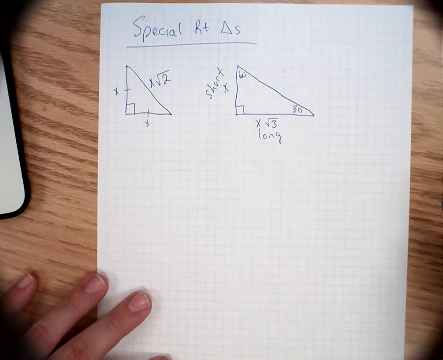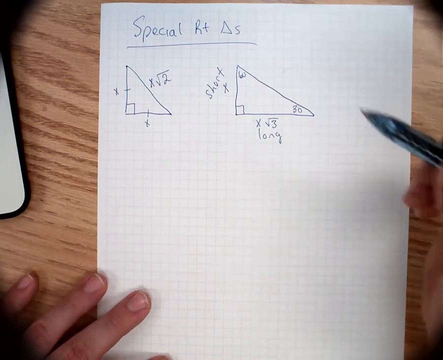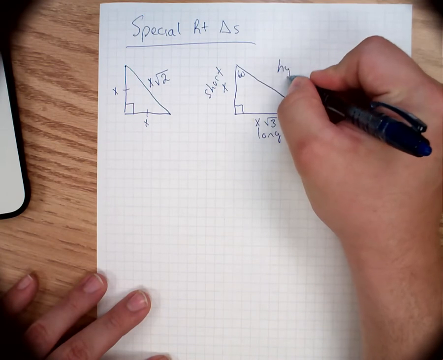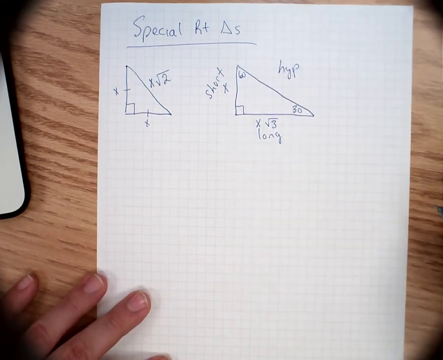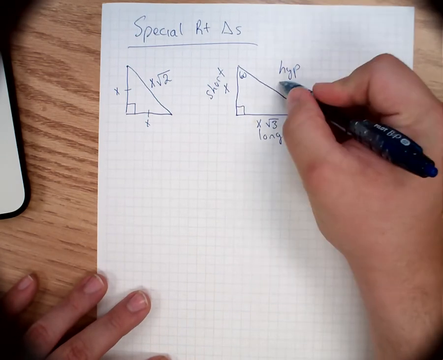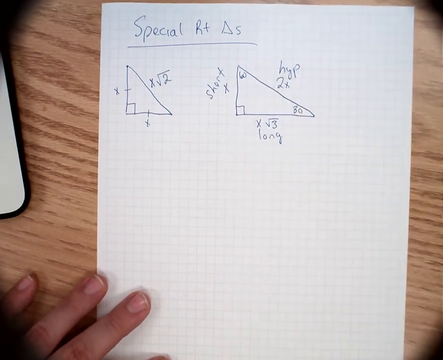Remember, radical 3 is just a fancy way of saying the square root of 3. And your hypotenuse is, and for goodness sake, you should know what the hypotenuse is by now. Your hypotenuse is the length of the short leg times 2.